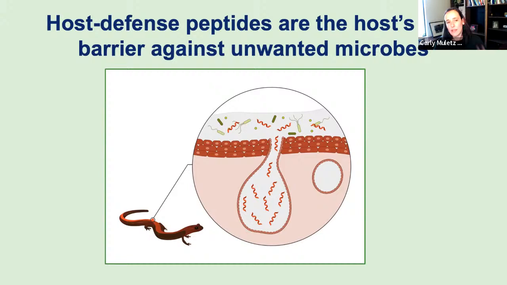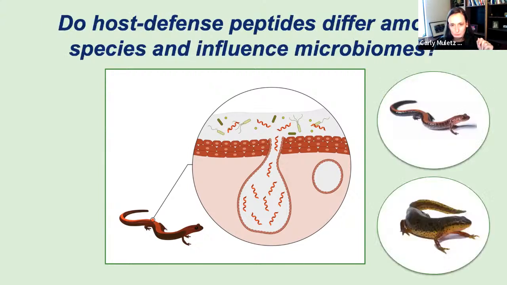And so this started me thinking, well, what is it about these host defense peptides? Are they related to these differences in communities that we're seeing? And this is just the beginning for us. We've been working on answering that question, and I'll share with you some of the data asking, do host defense peptides differ among species, and do they influence microbiomes? To look at differences between species, we have some initial data looking at redback salamanders versus the eastern newt.